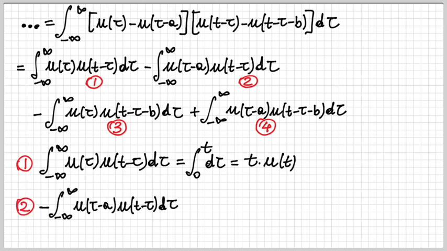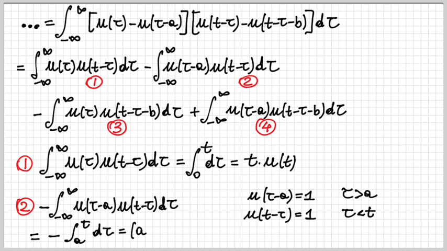Integral number 2 is also not that difficult because it's again the integral of the product of two step functions. By just observing when these two step functions are non-zero, the first one is non-zero for tau larger than a, the second one is non-zero for tau smaller than t, I can rewrite the integral between a and t and obtain the result, which is a minus t u of t minus a.